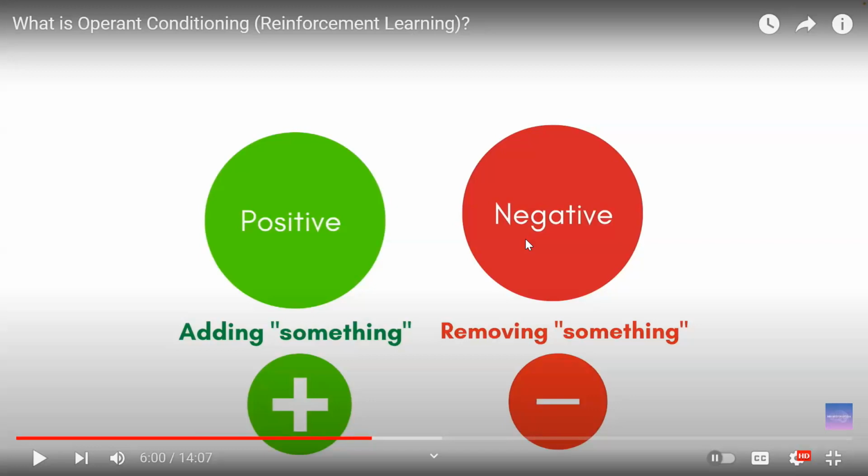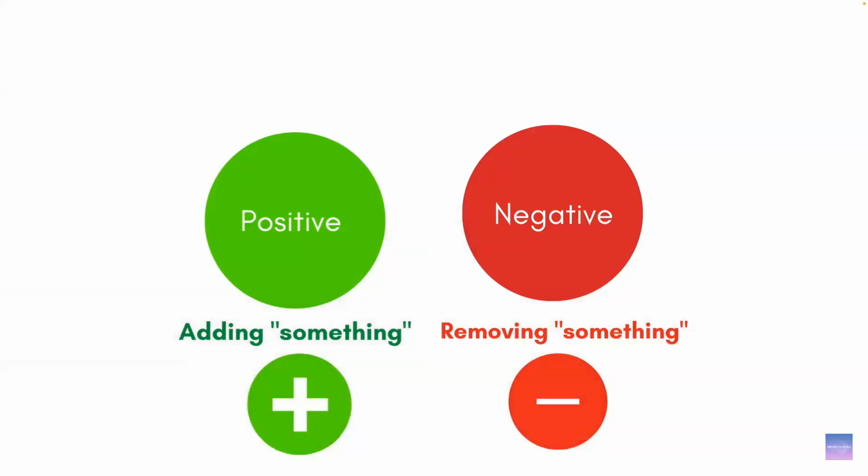Here, something means stimuli. So always, positive is adding some stimuli, and negative is always removing some stimuli. Now keep this in mind. But please remember, this stimulus can be either positive or negative according to the situation. But anyhow, adding something means adding stimuli, and removing something means removing stimuli. It will help you understand the concepts of reinforcement and punishment even better.